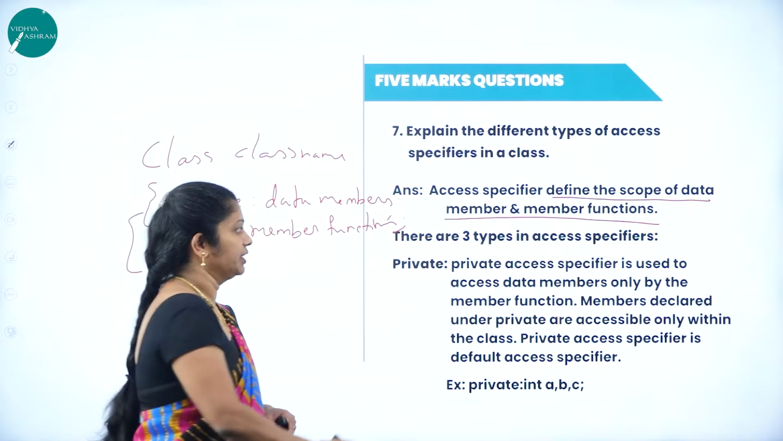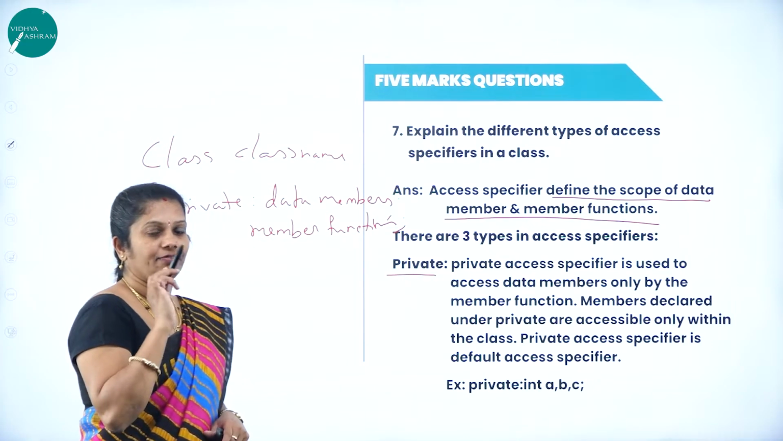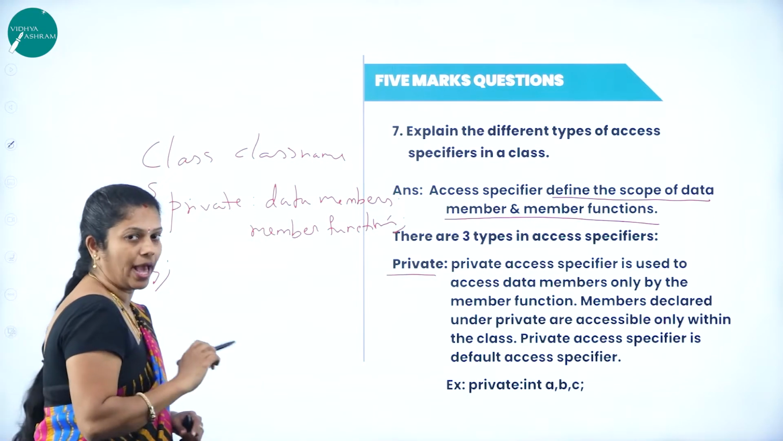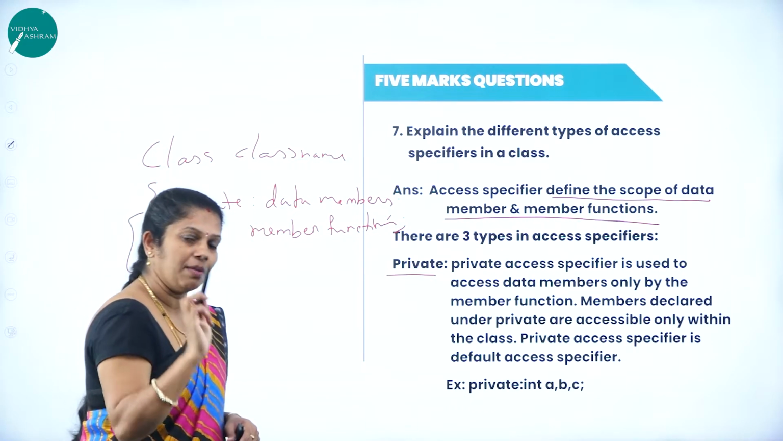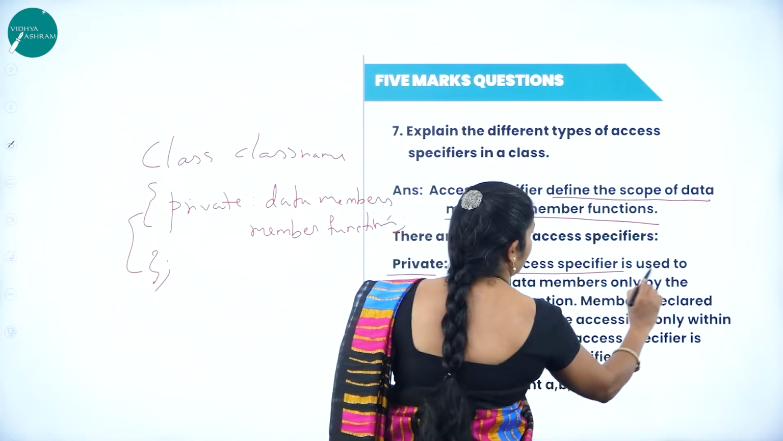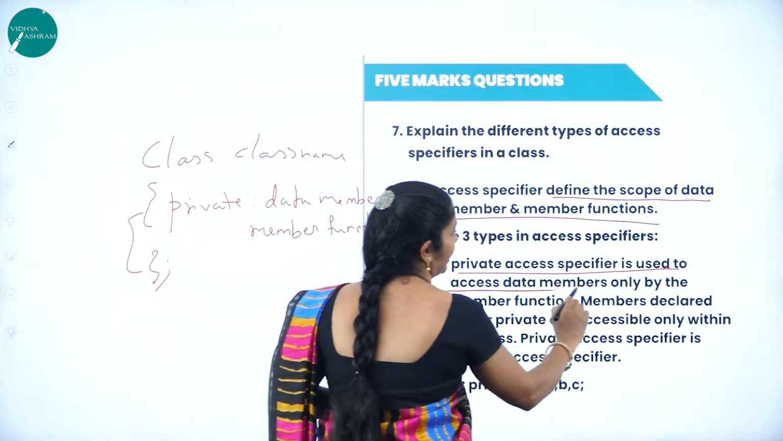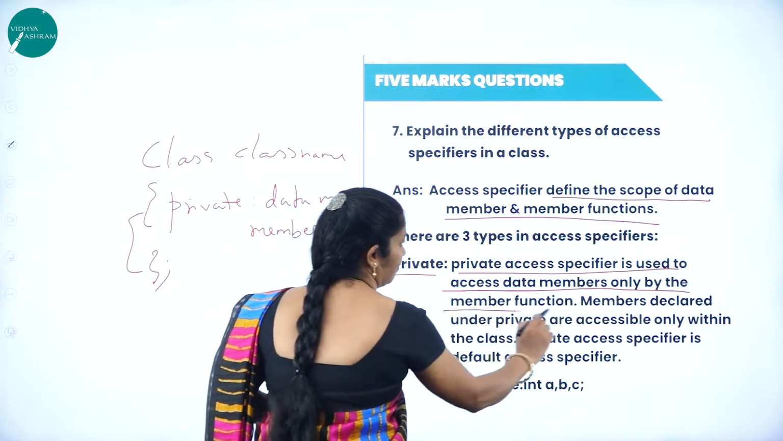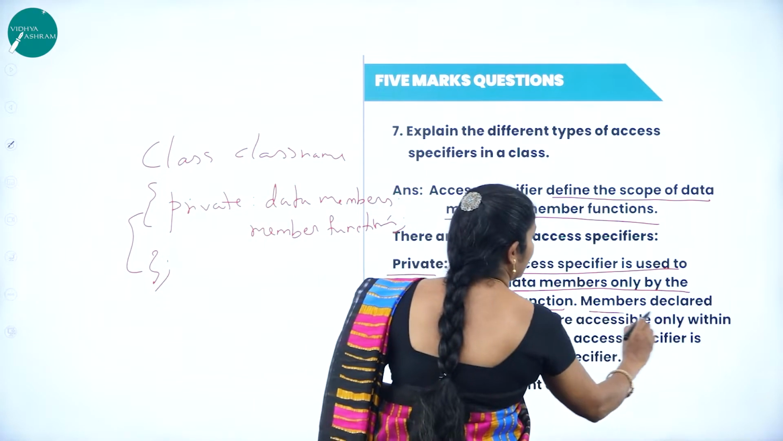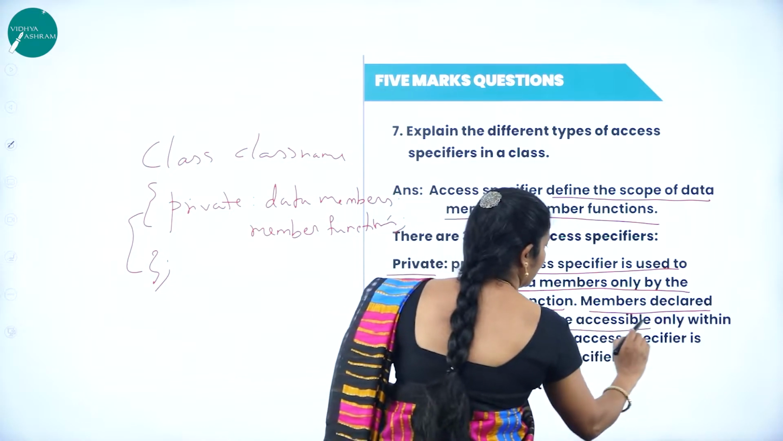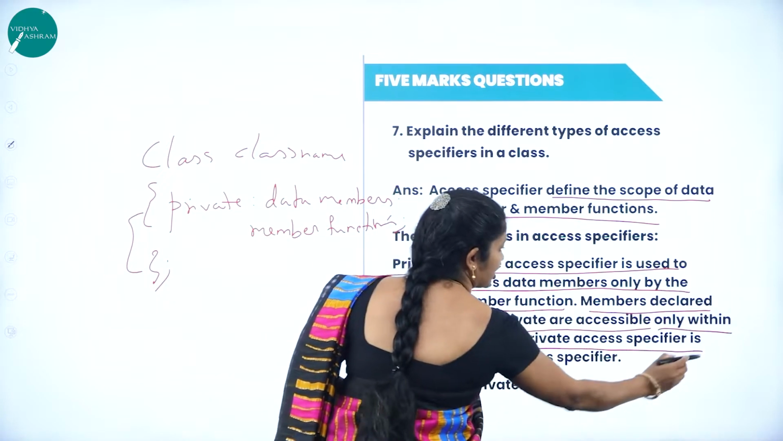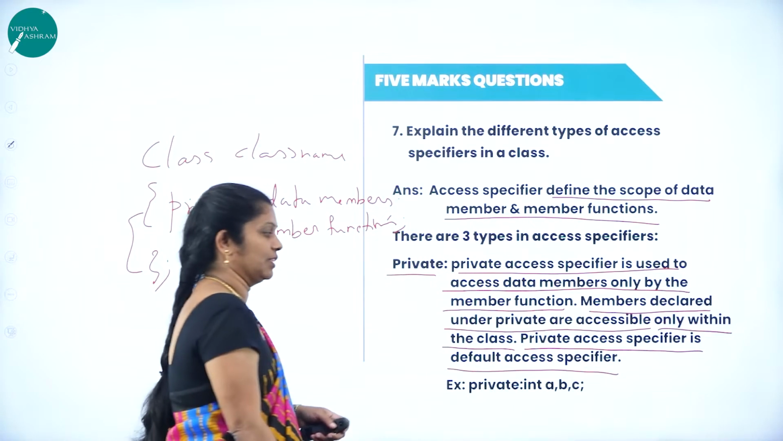There are 3 access specifiers. First, private. If I declare it as private, then whatever data as well as functions we have can be accessed only by member functions as well as friend functions. The private access specifier is used to access data members only by member functions, and in a friend function also we are able to access this. Members declared under private are accessible only within the class. The private access specifier is the default access specifier.